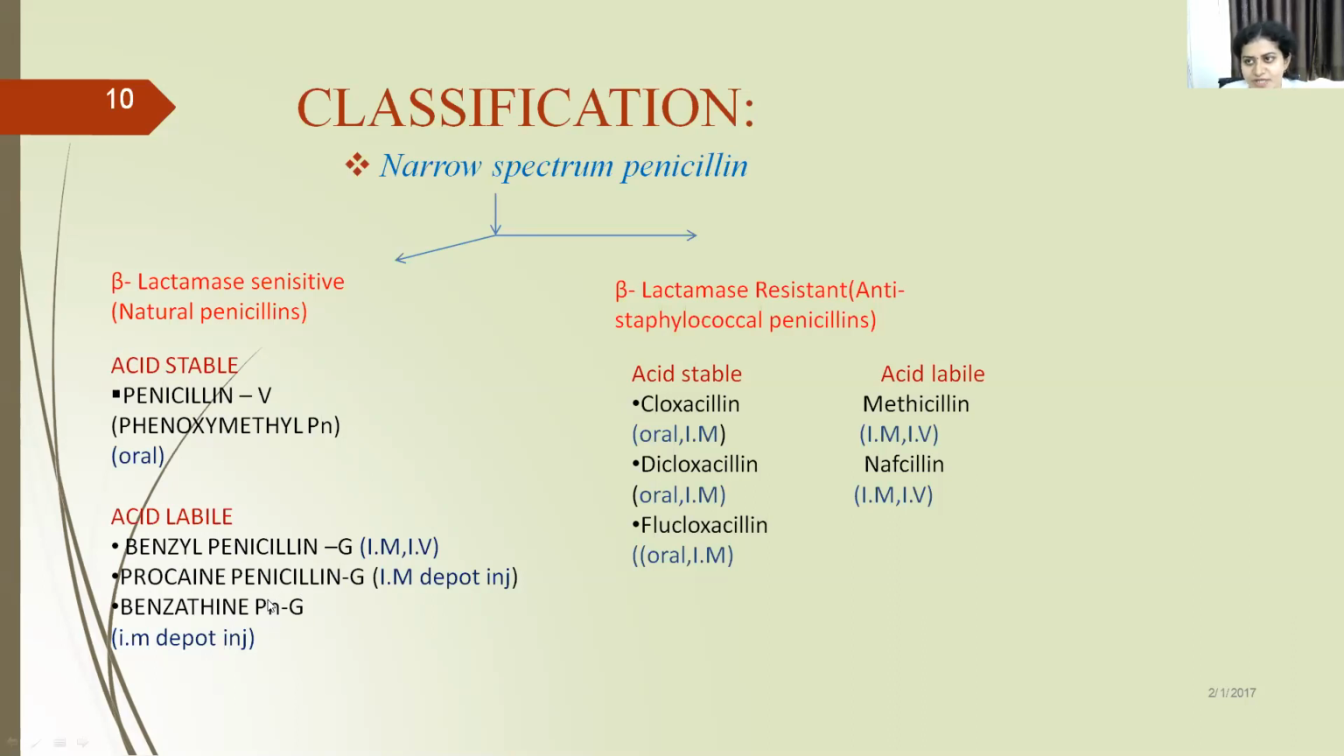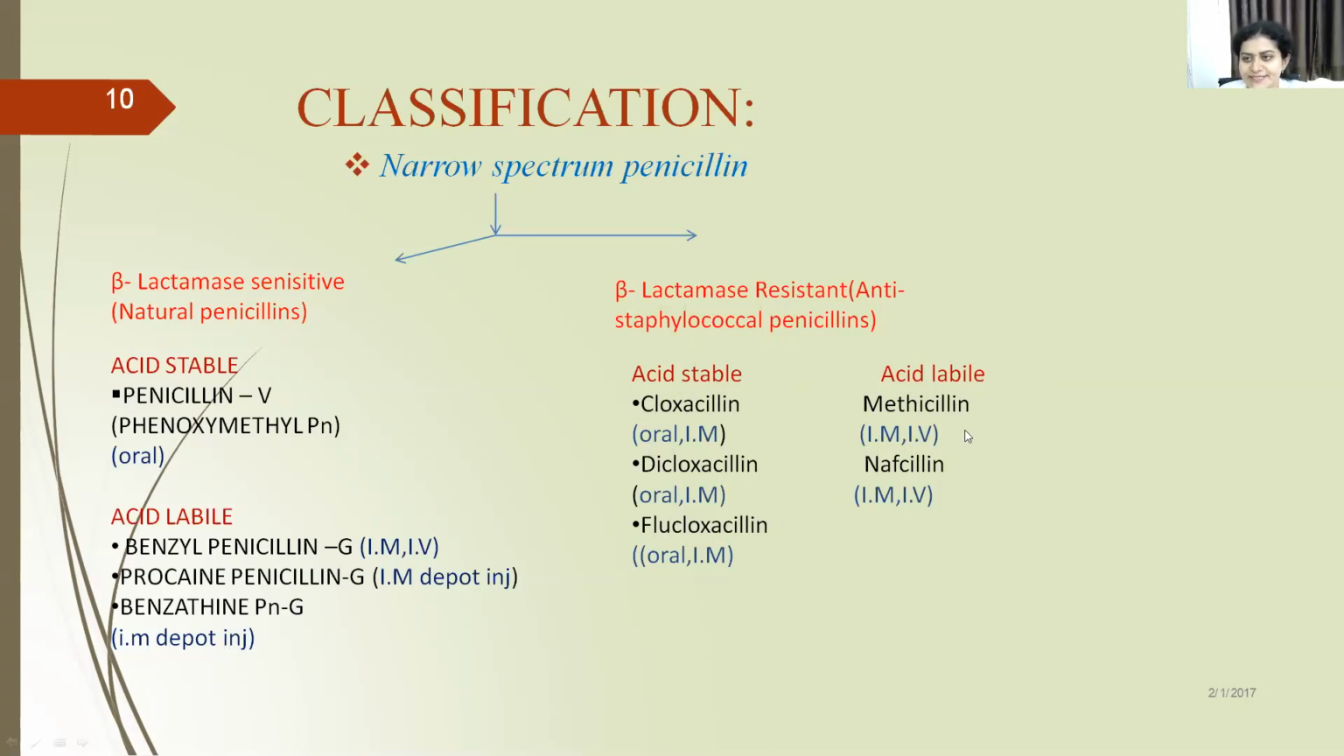Out of that, the depot preparations are available for these two preparations, that is procaine penicillin G and benzathine penicillin G. Coming to beta-lactamase resistant, they are called anti-staphylococcus penicillin, that is they are effective against staphylococcus organisms, and they are again further subdivided into acid stable and acid labile. Acid stable includes cloxacillin, dicloxacillin, flucloxacillin. Remember, all have cloxacillin as a suffix. So these drugs can be given oral or IM. Acid labile group again cannot be given by oral, and they are mostly given by intramuscular or IV.